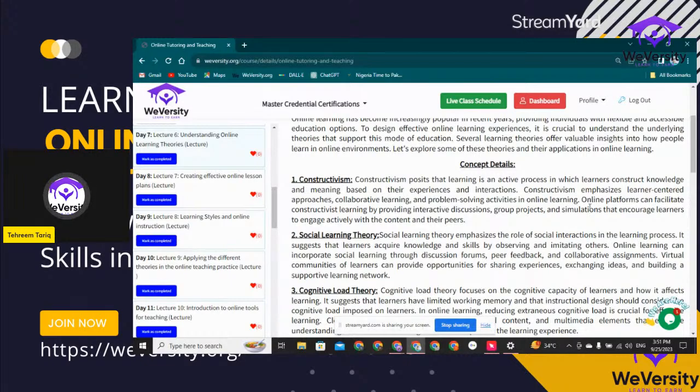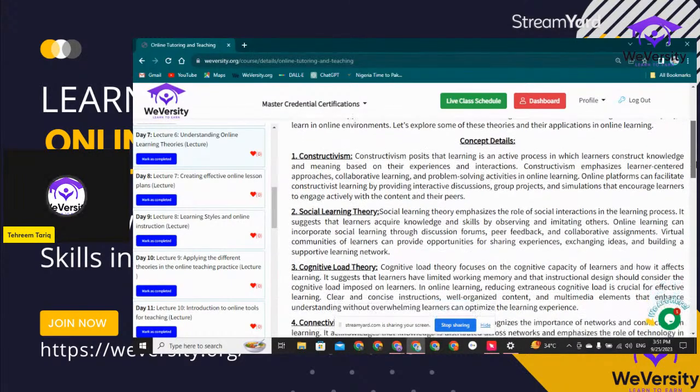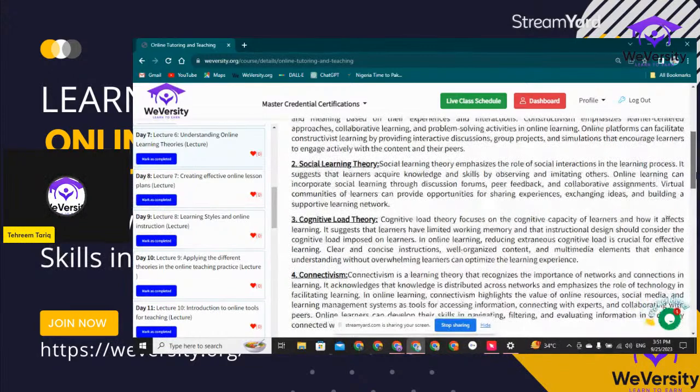Then comes social learning theory. Social learning theory emphasizes the role of social interactions in the learning process. In this way, students are going to learn from their society, and this theory is applicable to all of us, not only to students. Whatever we see in our surroundings, we are going to adopt. This is how we call it social learning behavior.